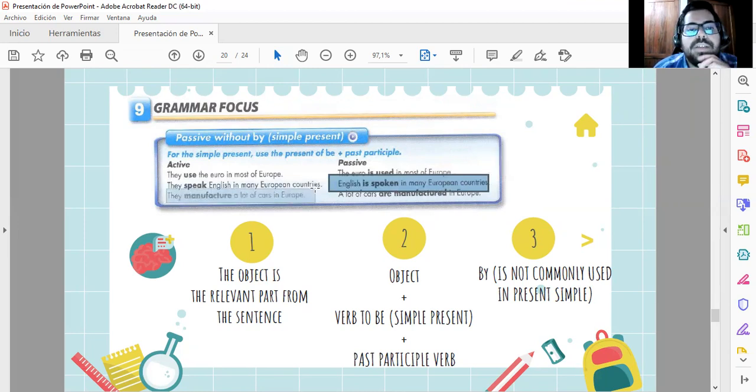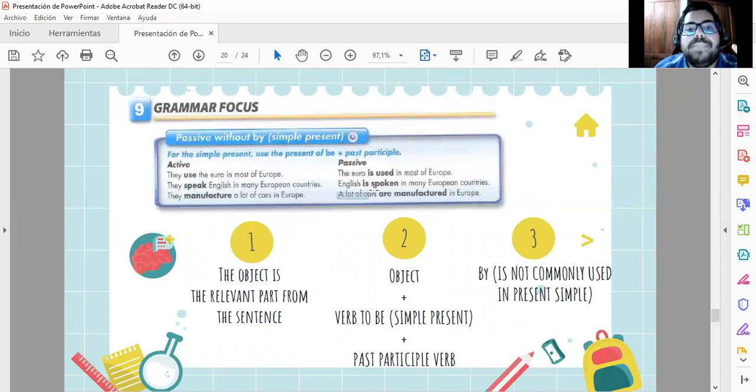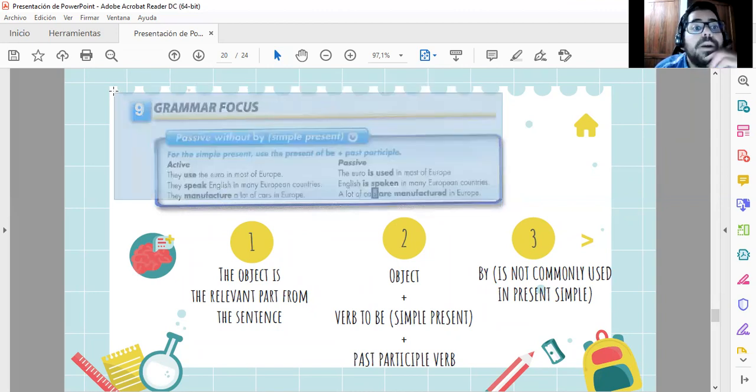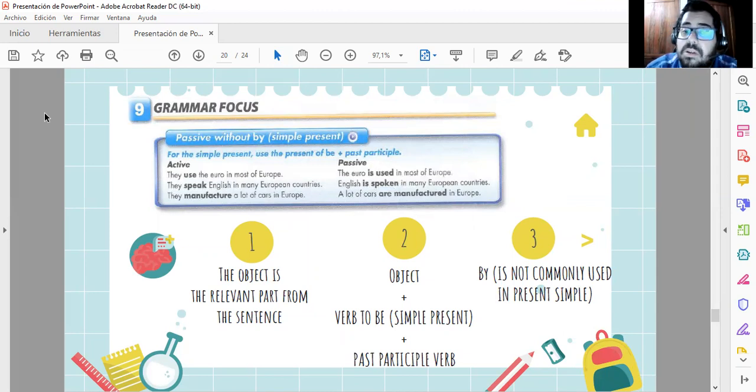They manufacture a lot of cars in Europe. "They" refers to the companies, right? We have a doer, the companies, but here it says a lot of cars, right? We have the object, the receiver. A lot of cars are, because we're talking about cars in plural. So a lot of cars are manufactured in Europe. Okay, take a look, guys. Okay, teacher, so it works in the same way, but it's in simple present. Yes, guys, normally this is to talk about normal things that occur in countries.